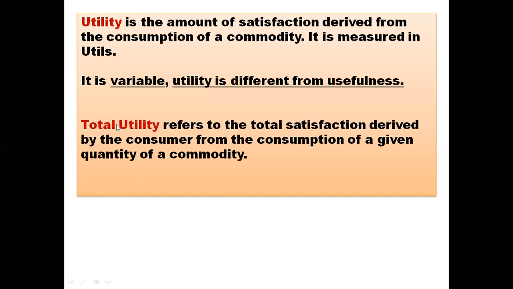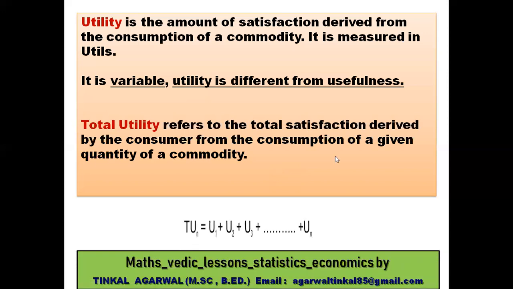Now, what is total utility? When you are adding up all the utilities derived by the consumer, then you are getting total utility. So it is the total satisfaction derived by the consumer from the consumption of a given quantity of a commodity. When a person is consuming unit 1, he is getting utility, which is denoted as U1. By consuming unit 2, he is getting utility 2. So when we are adding all the utilities, we are getting total utility.